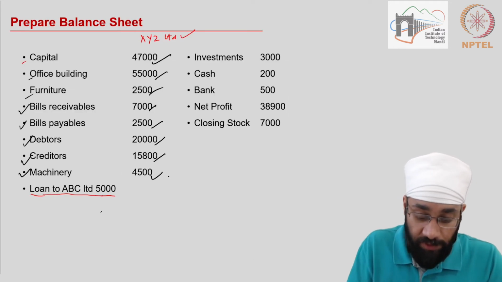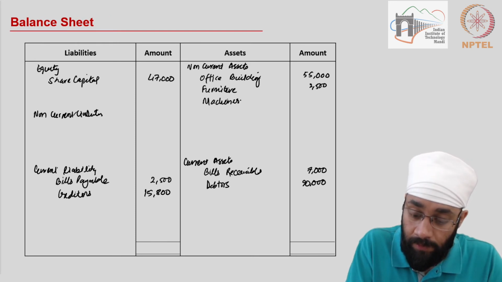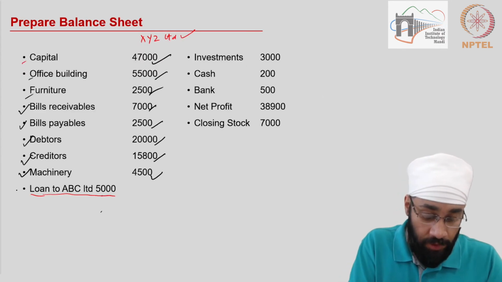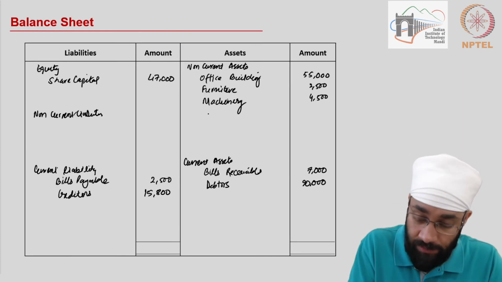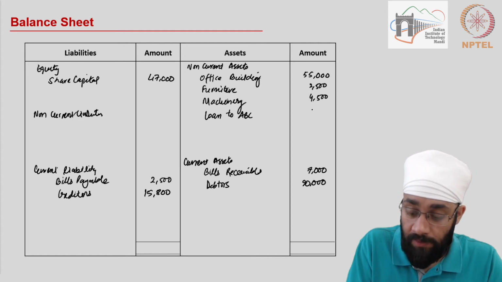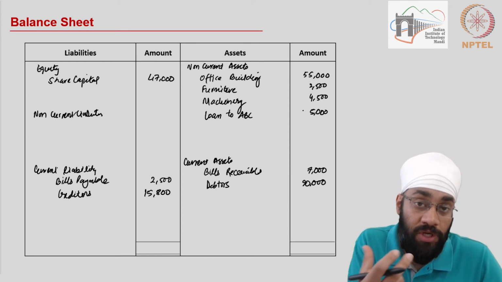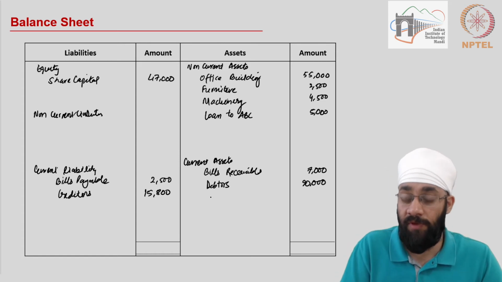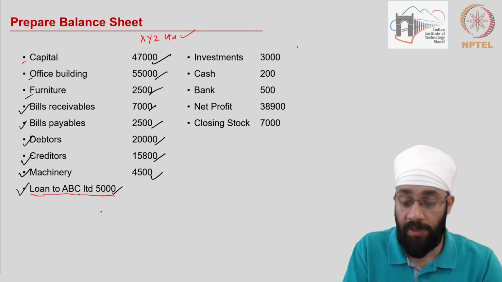Then you have machinery 4,500. This is a non-current asset. Machinery 4,500. Then you have the loan that you gave to ABC Limited, 5,000. This is an investment. So loan to ABC 5,000. Now depending upon the duration of the loan, is the loan duration 1 year? If it is 1 year or less, then you can show it as a current asset. But we are assuming here that this is a long-term loan which has been given to another company.